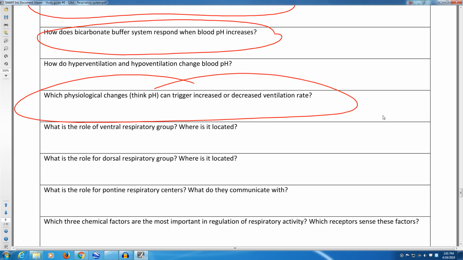When you start breathing more actively, what do you exhale more? CO2. How does it change pH? Makes it higher. Your acidity goes down. I told you, pH thing. So, if increased ventilation rate increases pH, which pH stimulates the elevated respiration rate?